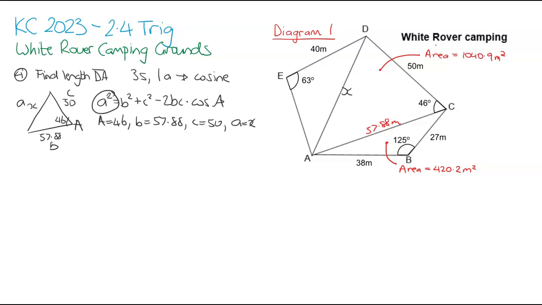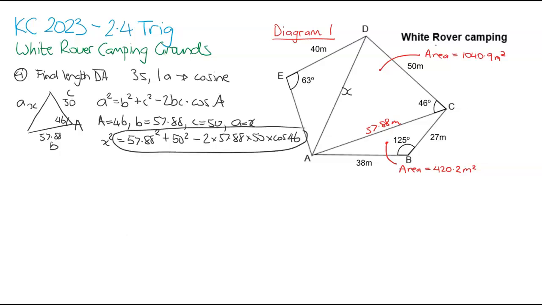So our a squared will become x squared. So we've got x squared will be equal to b squared, which will be 57.88 squared, plus c squared, which will be 50 squared. And we've got minus 2 times b times c. So that's going to be 2 times 57.88 times 50. And then we've got times cos a. And that's going to be cos 46. Big line of working there. All of that stuff there, we're going to put it in our calculator. We'll see what x squared comes to.